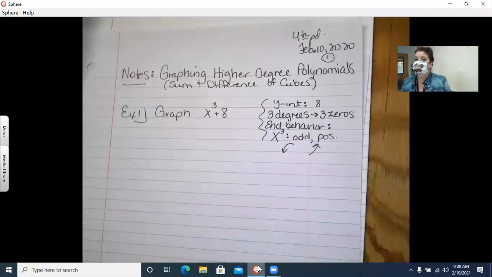The y-intercept, we can just look at the problem and tell. We can see how many degrees it has, so we know how many zeros it's going to have. End behavior, I can look at it and tell what it's going to be. But one very important part of your graph is the x-intercepts. And we can't just look at the problem and see what the x-intercepts are, okay? So that's why I've taught you different ways to do it.